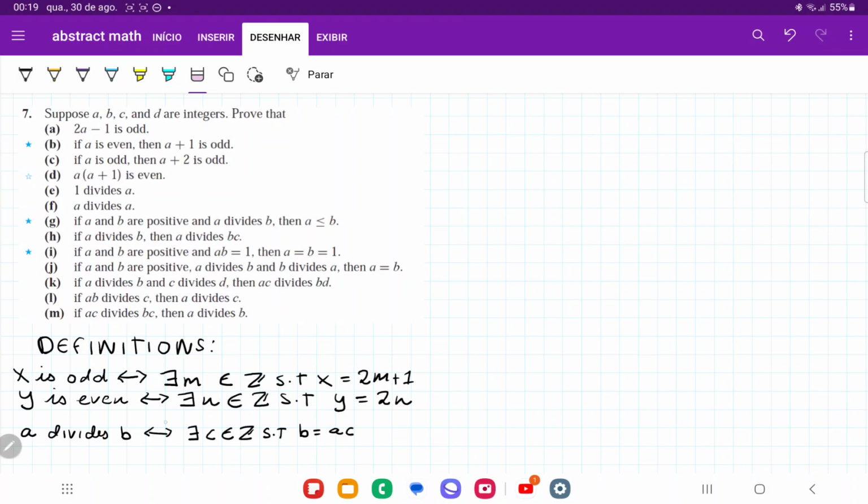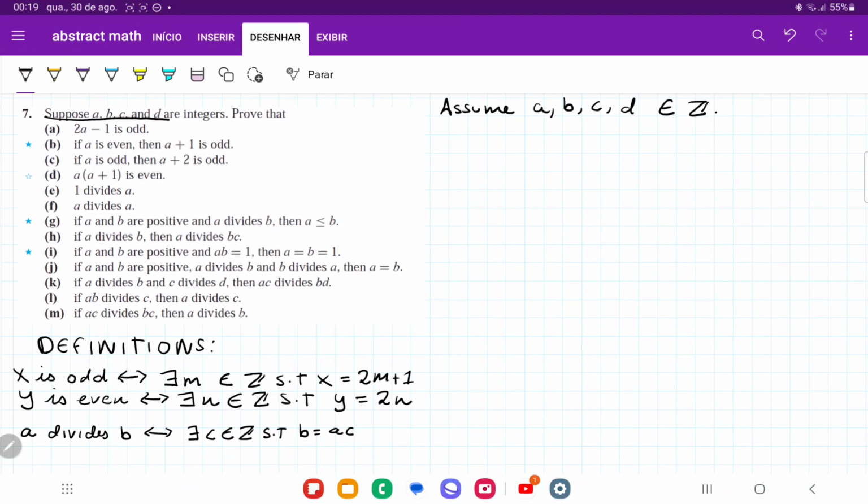Y is even if and only if there exists an integer n such that y is equal to 2n. And lastly, a divides b if and only if there exists a c belonging to the integers such that b is equal to ac. So we're going to use these definitions, and we're assuming that a, b, c, and d are integers. So I'm going to say assume a, b, c, d belong to the set of integers.